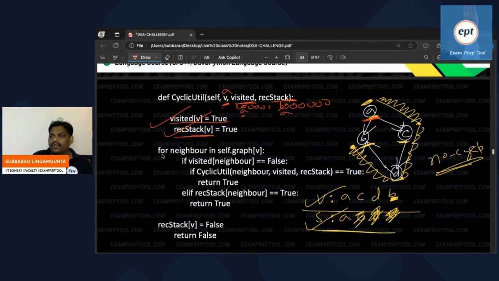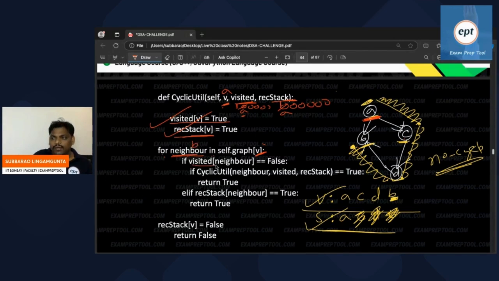Find for neighbor in graph of A, all the neighbors. I think A's neighbors are B and C. Take one of the neighbors. Let us say A's neighbors are B and C. I will take B first.